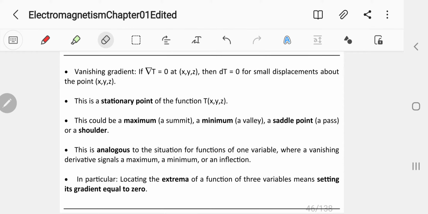So in that case, when you find at some point that the gradient of T is equal to 0, and you are able to determine that point, then if you substitute these points to the function, you will be able to get the extrema of that function, the maximum value or the minimum value of that function.